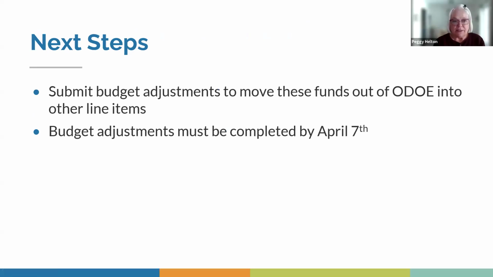So what to do next? Next steps would be to submit budget adjustments to move these funds into other line items. And all the budget adjustments need to be completed by April 7th. The line item is in there. It's ready for your budget adjustments, so make sure that you go in and complete it by April the 7th.